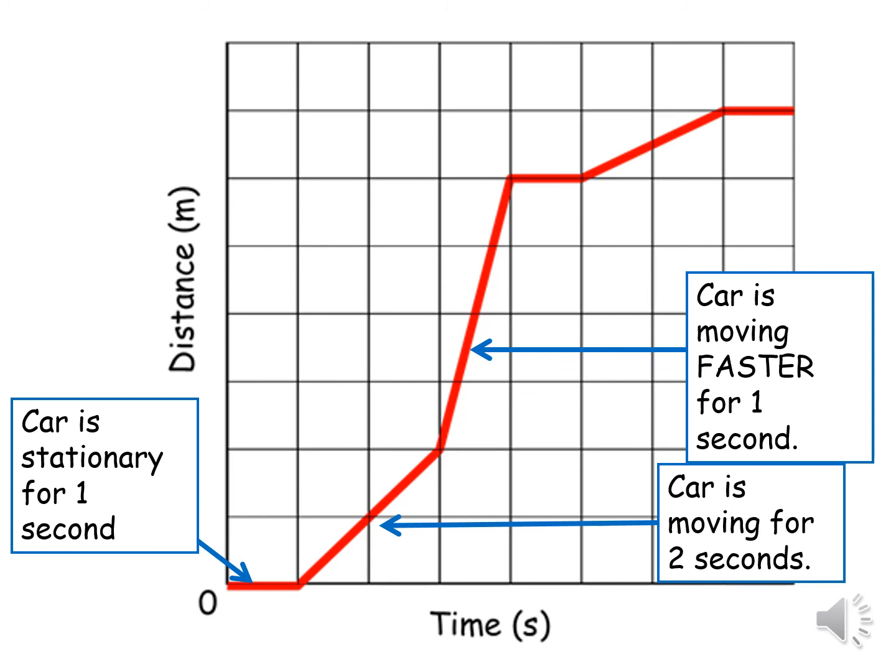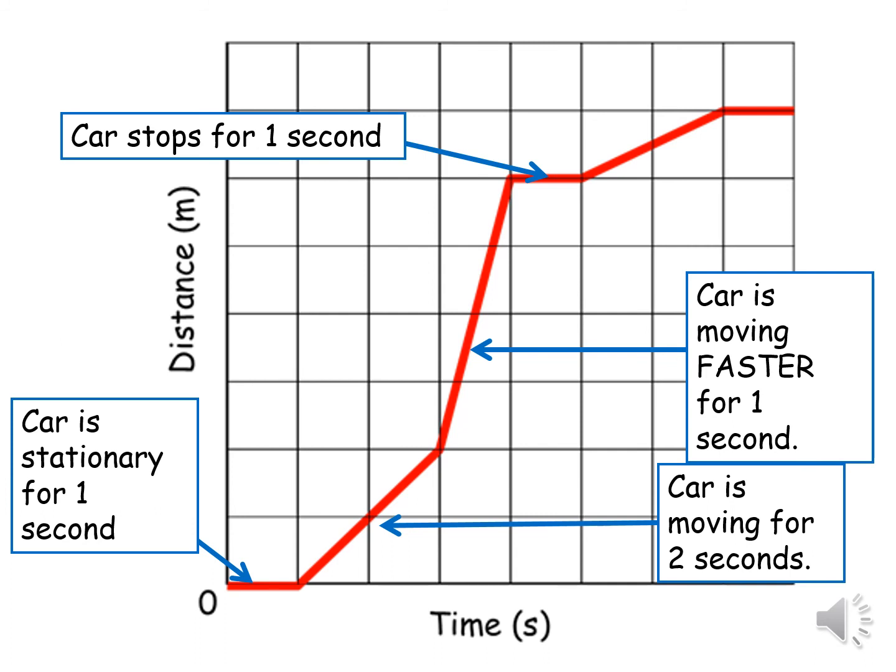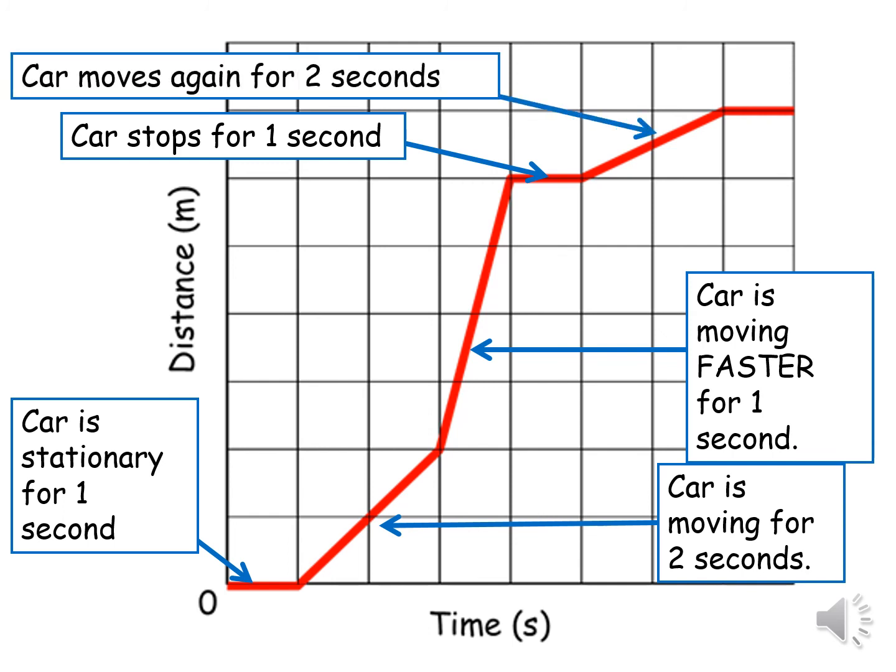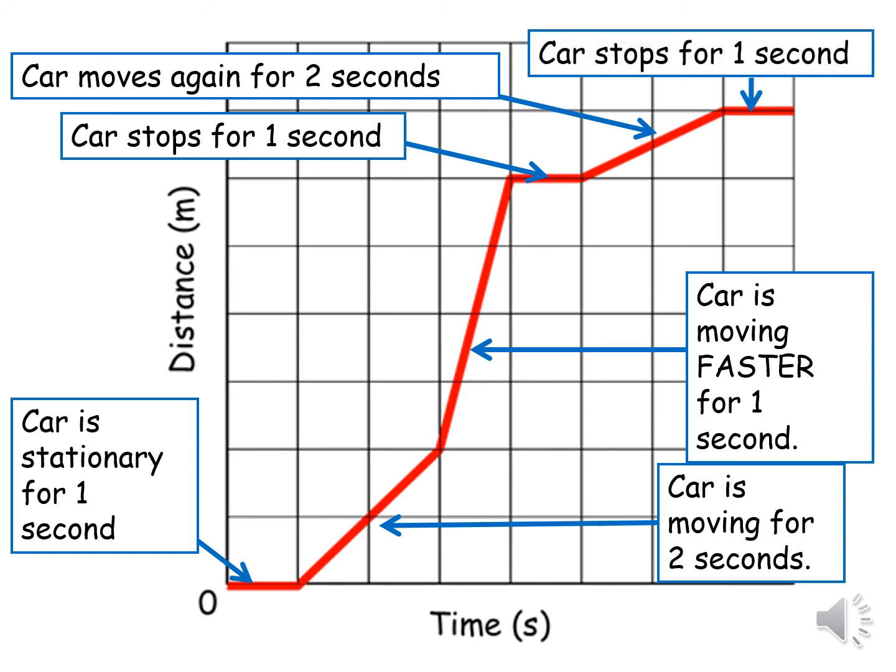The car was stationary again for a second. Again, we represent this with a horizontal line. The car then moves slowly for a second time, which we can see with a shallow line, and the car was stationary for a third time. So this is how we would look at some numerical values or movement of an object and illustrate a distance time graph.